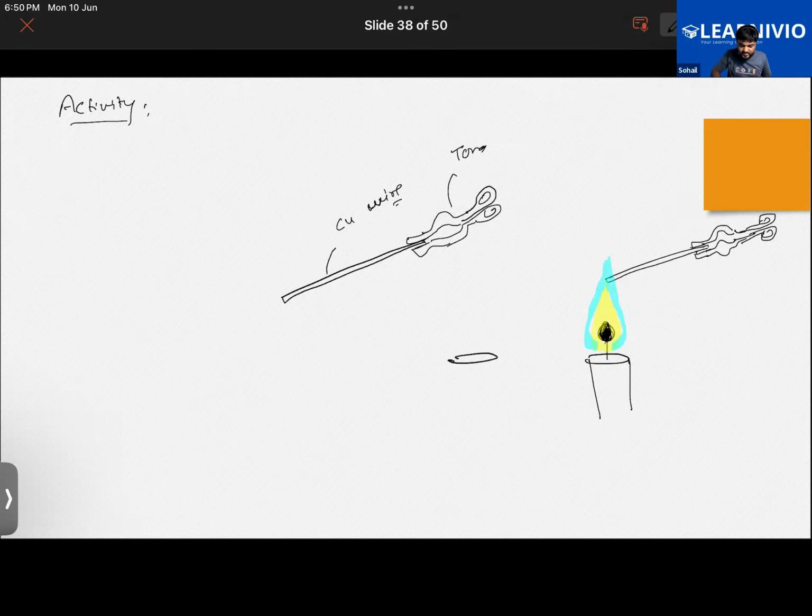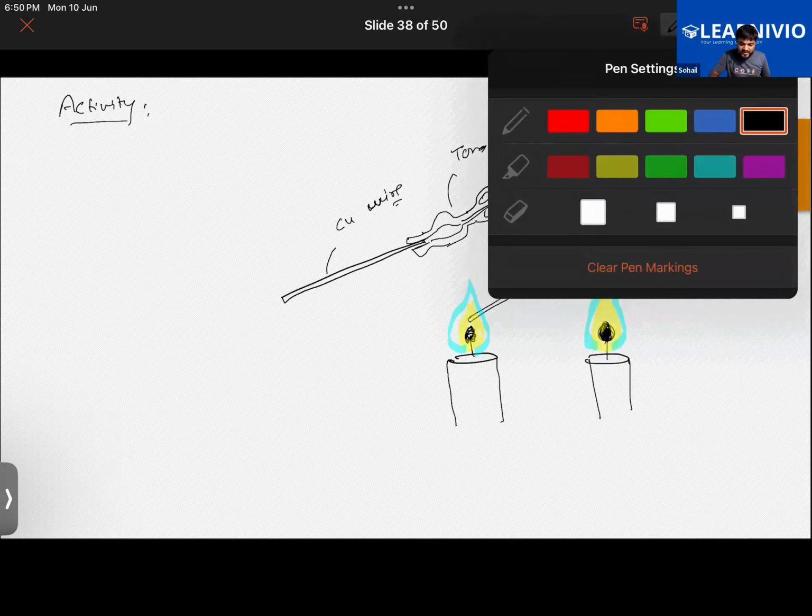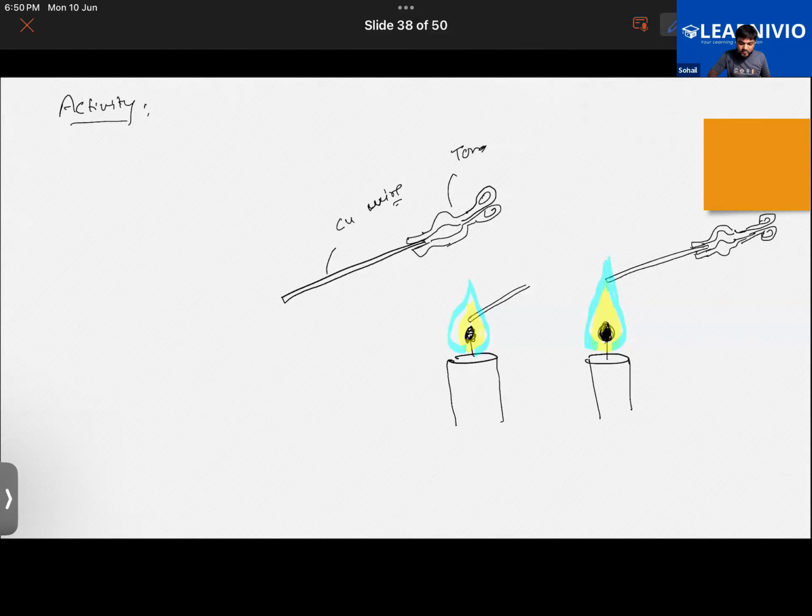Same activity, you can compare it in this manner also. At the same time, you can burn another candle and take another copper wire and put it in other zones. Let's say the second one you have put in the middle zone. You again take one more candle and in that one you put the copper wire in the innermost zone. And all of them you'd be holding for 30 seconds. Getting it, guys?